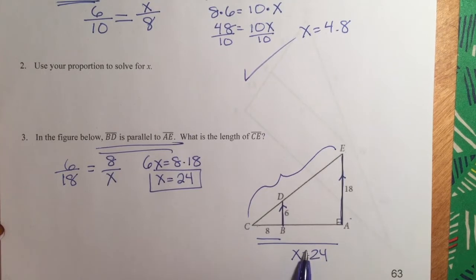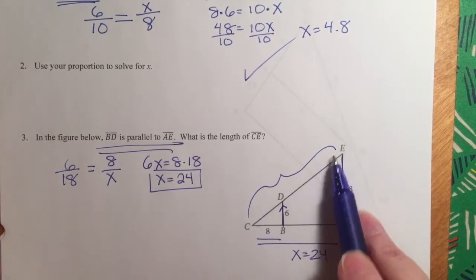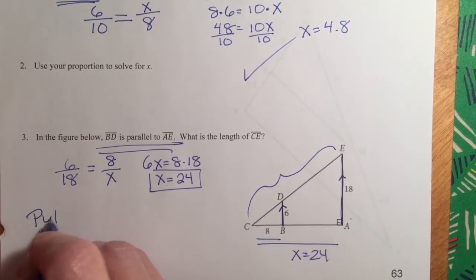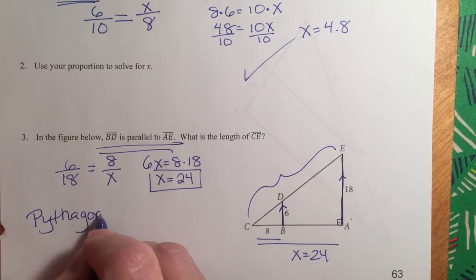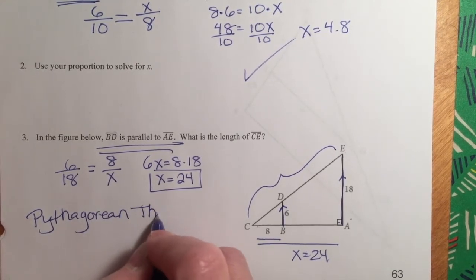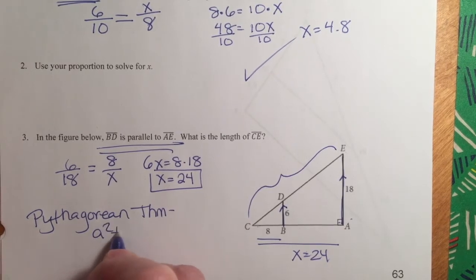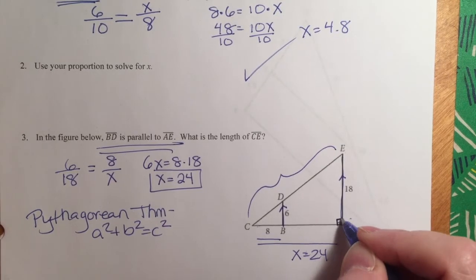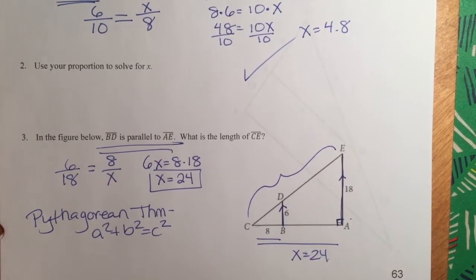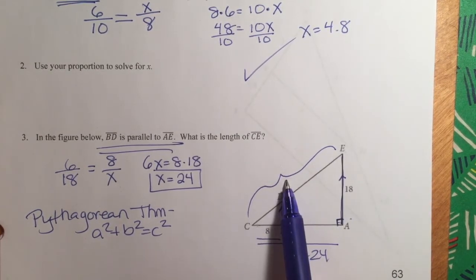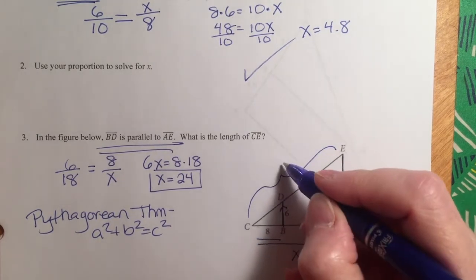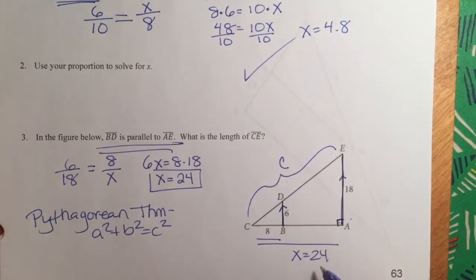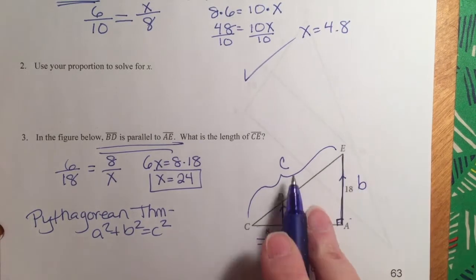We don't want that side. We want the third side. That's going to be our friend Mr. Pythagoras. Pythagorean theorem. You may recall a squared plus b squared equals c squared. This is a right angle. So we have one leg. What we're looking for is the hypotenuse. That's the part we're missing. So this is like the A, this is like the B, and that's the C.